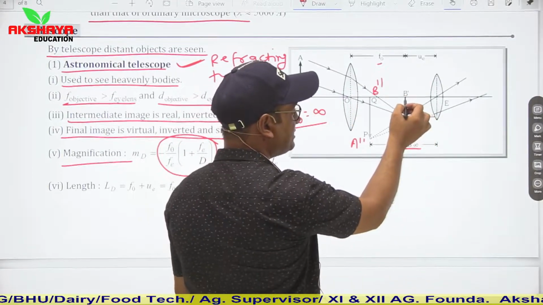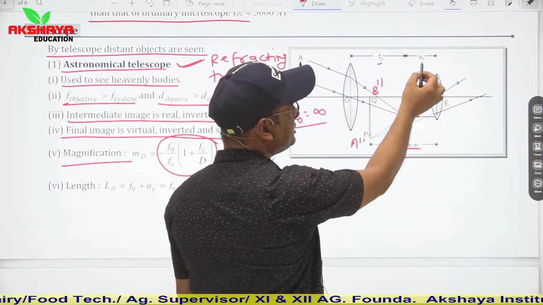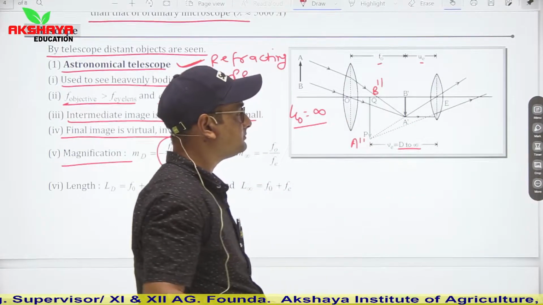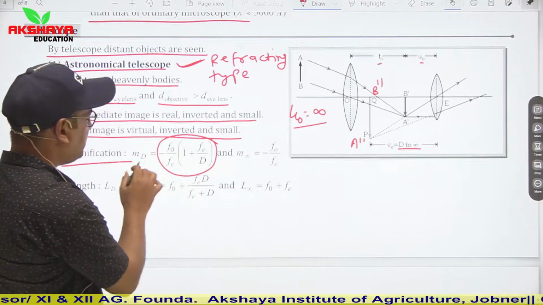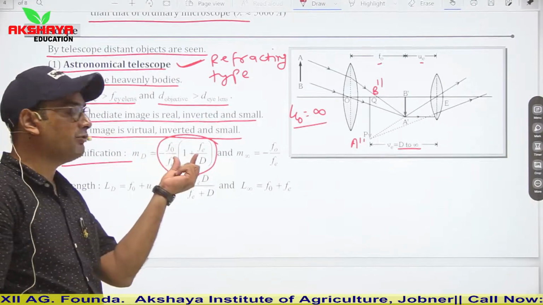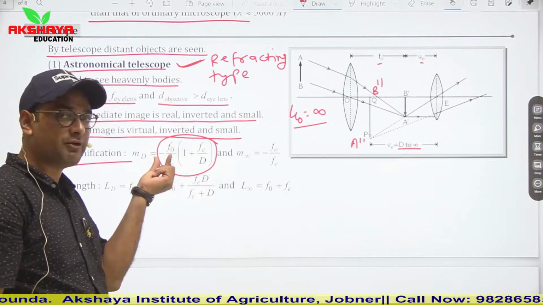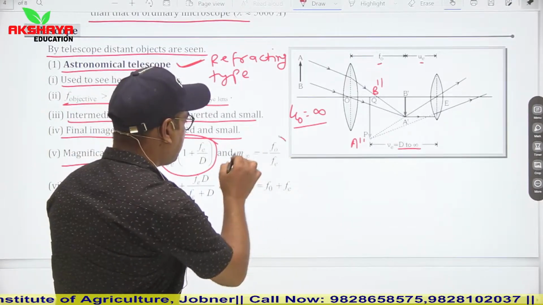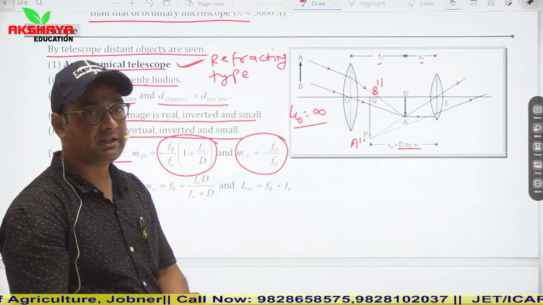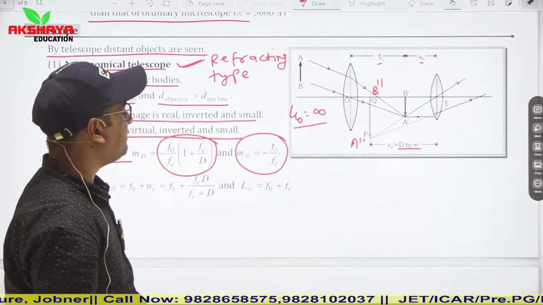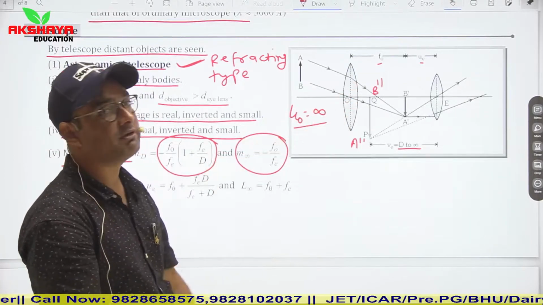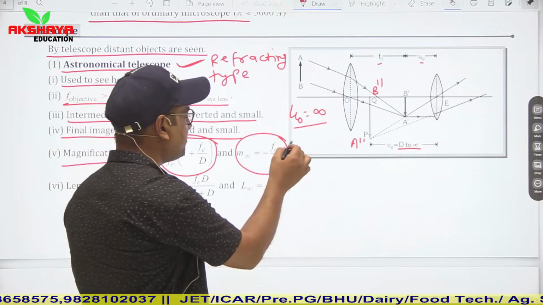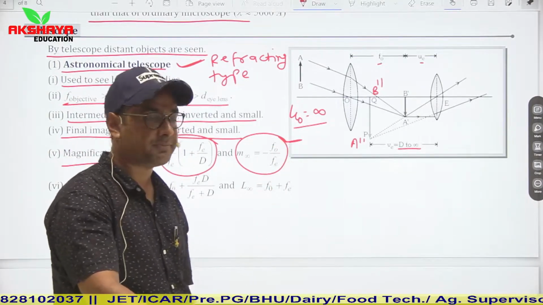Let us say this distance from the eyepiece is taken as UE, the distance of the object from the eye lens, and the final image is formed at D. So in this situation MD is minus FO upon FE into 1 plus FE upon D. So FO is the focal length of the objective and FE is the focal length of the eyepiece. And if we talk about when the final image is formed at infinity, then it is minus FO upon FE. In this situation UE becomes equal to FE, and the final relation is obtained as minus FO upon FE.